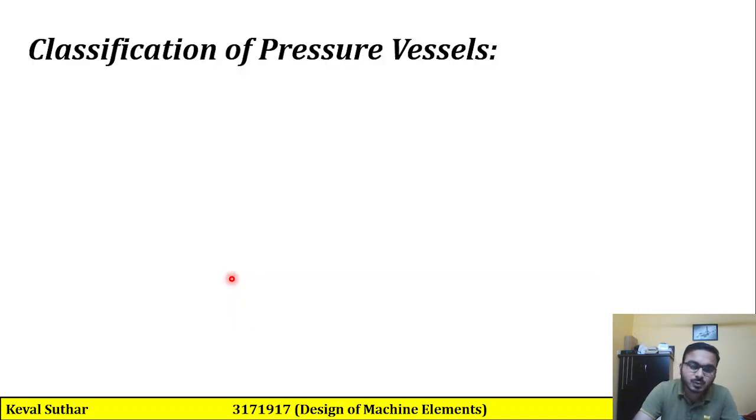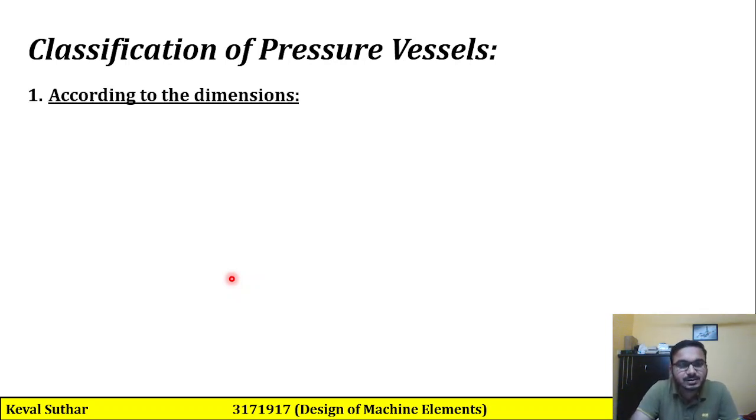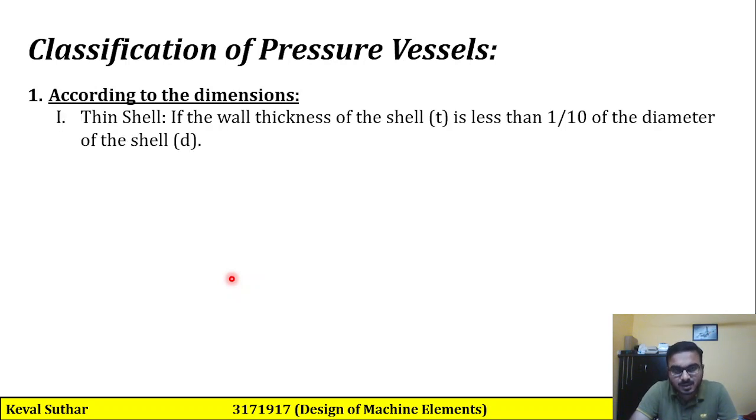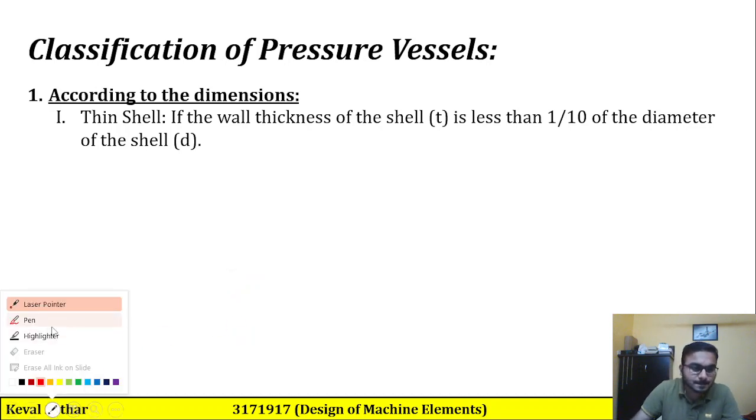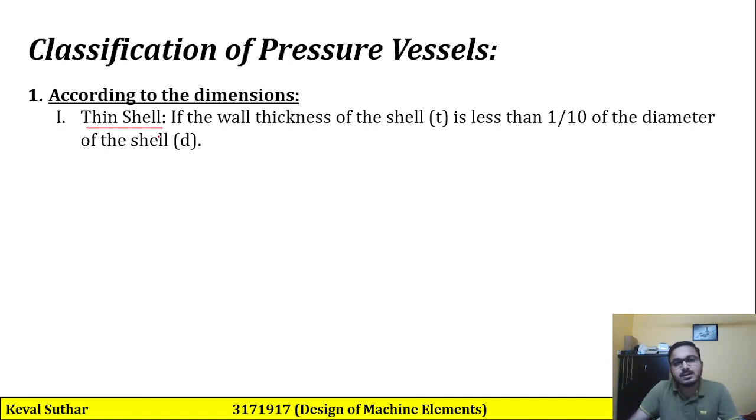Now we will move over to the classification of pressure vessels. Here, first of all, we will see the classification based on dimensions. The first one is thin shell, as you can see written over here. If the wall thickness of the shell, t, is less than 1/10 of the diameter of the shell, then it is known as a thin shell.